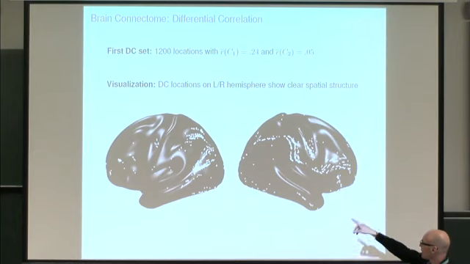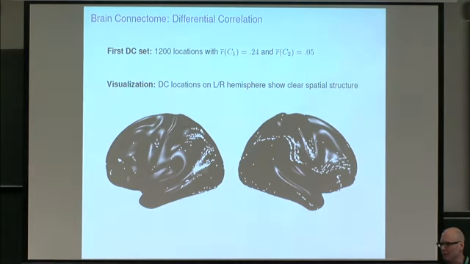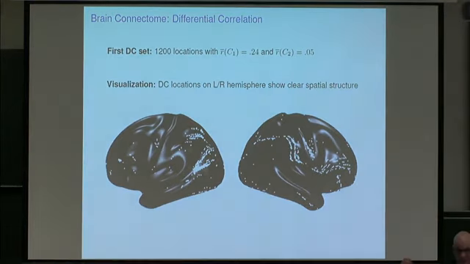And so we plotted the 1,200 locations, and they have some spatial structure. And Kelly went and looked up some of this, and some of these places where the dots appeared are associated with language function and motor function. But again, I wouldn't put too much stock in that. But all right, so that was cool.